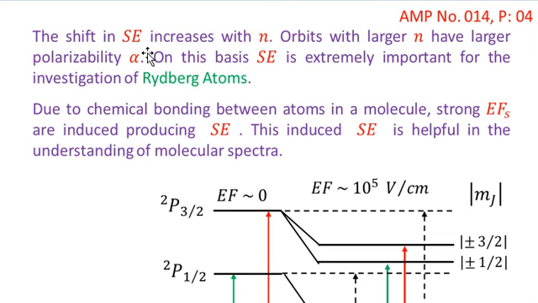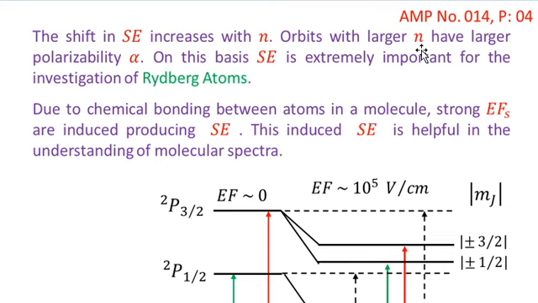The shift in the Stark effect increases with principal quantum number n. So if we are talking about an atom in a state having a higher principal quantum number n, then of course the shift in the Stark effect will also be greater. That is, the splitting or the shift in the Stark effect will be proportional to the value of n. The greater the value of n, the greater would be the shift in the levels in the Stark effect.